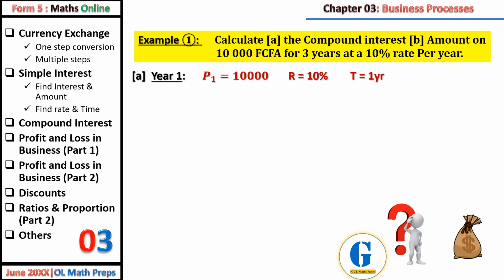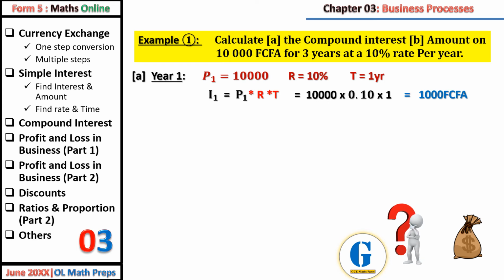So for compound interest, we go year by year. At the beginning of the first year, the principal P1 is 10,000. The rate remains constant, so the rate is 10%, and we are working with each year. That means we work year by year, so the time is always 1 year. Our interest for year 1, that's at the end of the year, is given by the principal of year 1 times the rate times the time, and this gives us 10,000 times 0.1 times 1, which is equal to 1,000 francs at the end of year 1.